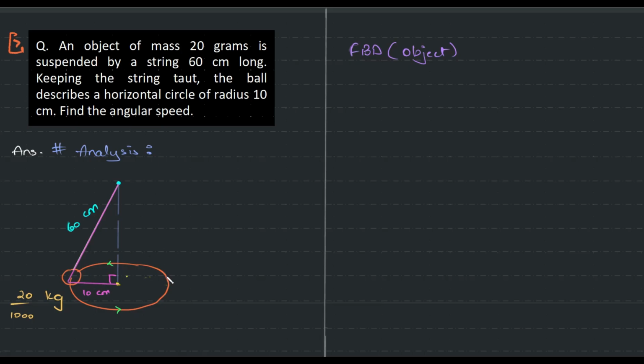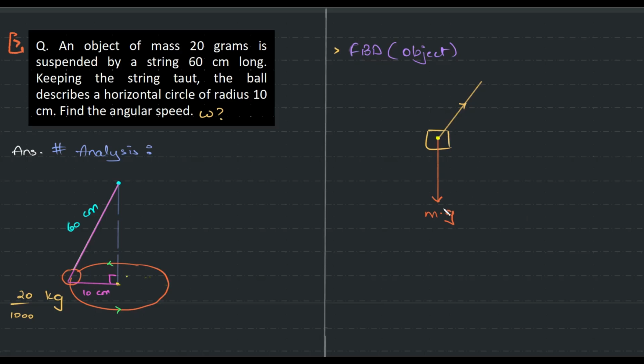We're looking at figuring out angular speed. So the object is getting pulled in one particular direction. We don't know what that angle is as of now. And what else is acting on it? Yes, gravity is acting on it, so that would be m into g. Let me not make the diagram complicated as of now.